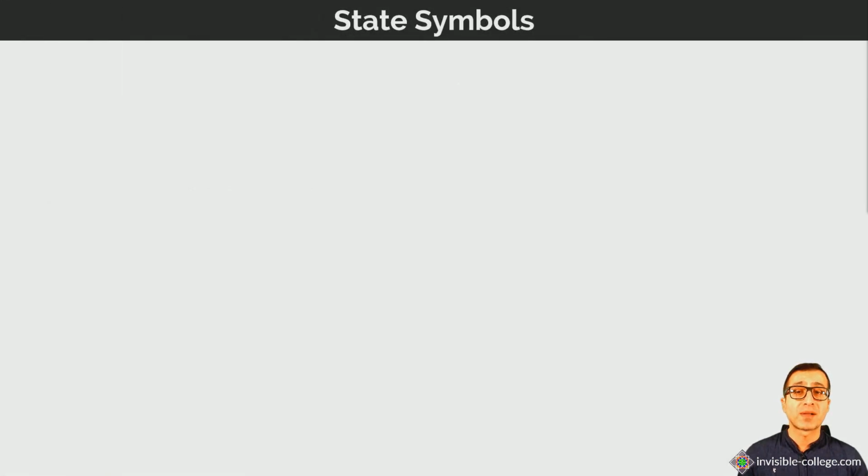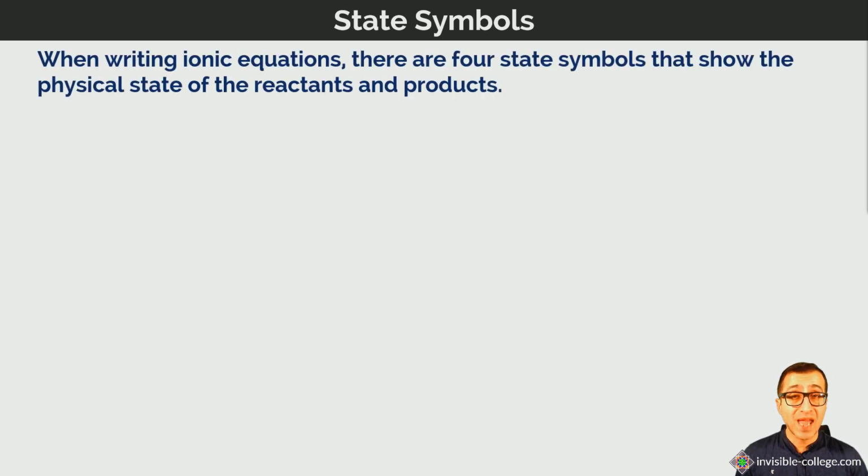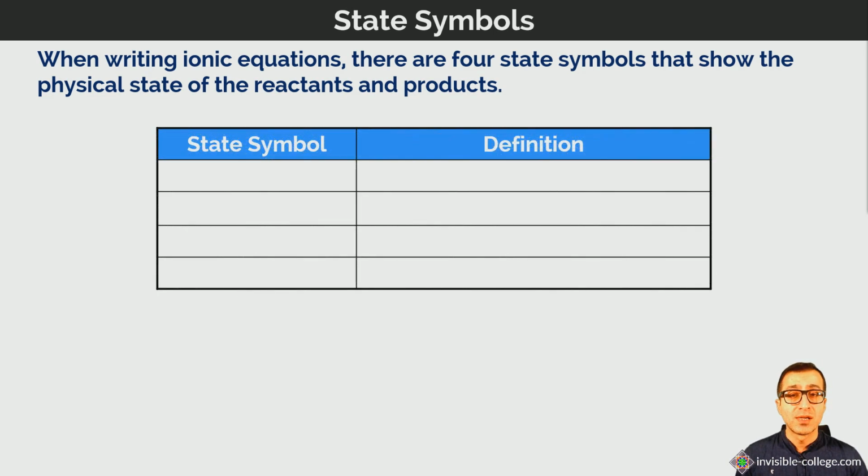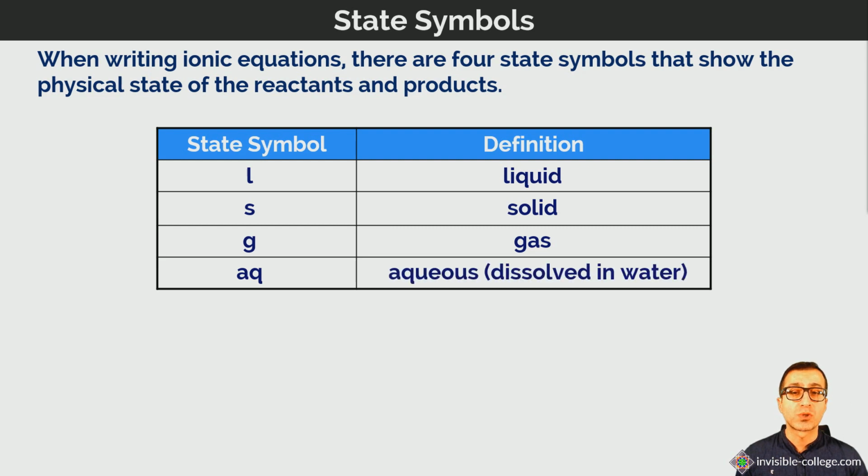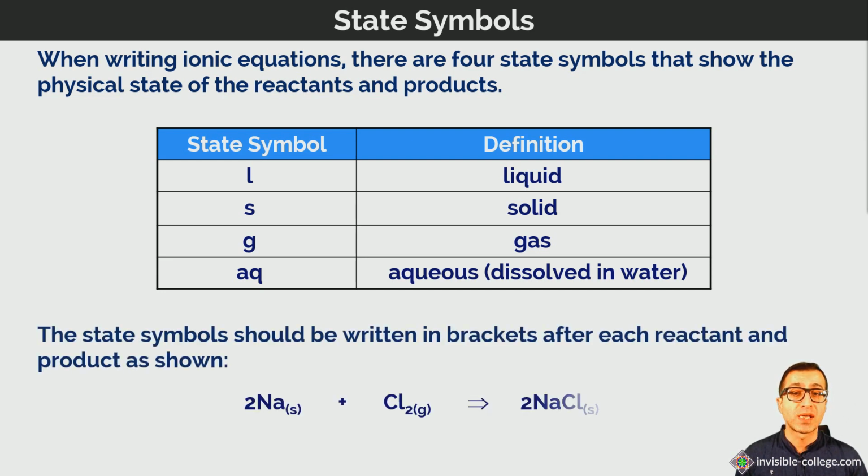So a little reminder here about state symbols. There are 4 state symbols that show the physical state of the reactants and products. As with any chemical equation, you would also use these in ionic equations. So an L means liquid, an S means solid, G means gas, and AQ stands for aqueous solution, which means dissolved in water. State symbols should always be written in brackets to the right after each reactant or product formula, as shown here.